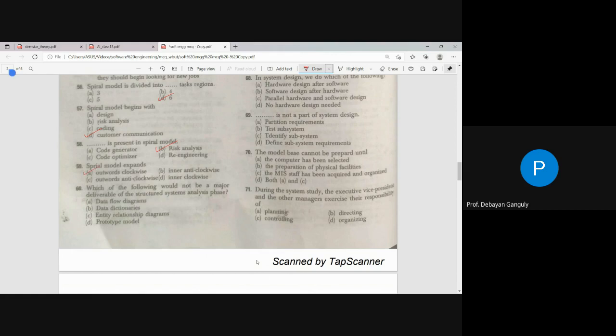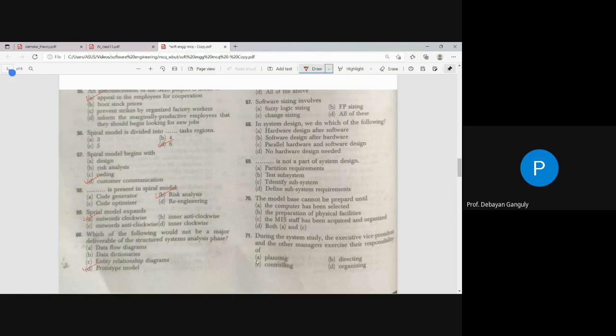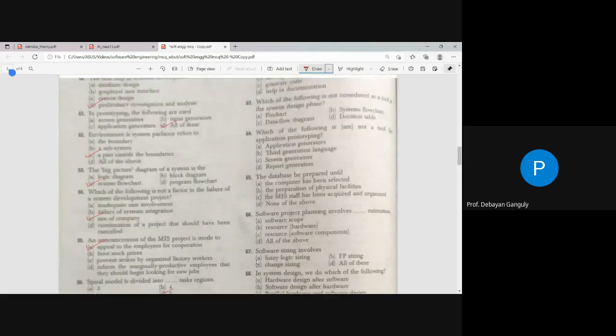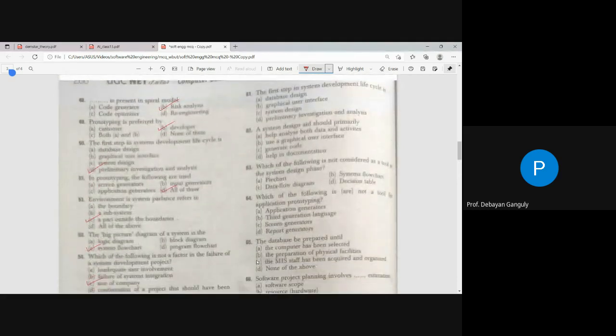The spiral model will expand outwards clockwise. Which of the following would not be a major deliverable of the structured system analysis phase? That is the prototyping model. It will start from the coding. And this is the thing, the first step in the system development life cycle. The first step in the system development life cycle is preliminary investigation and analysis.